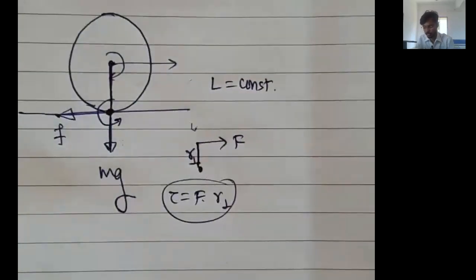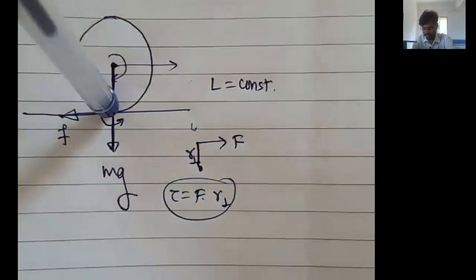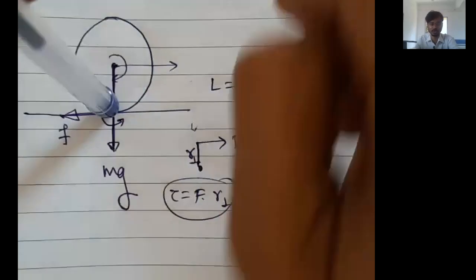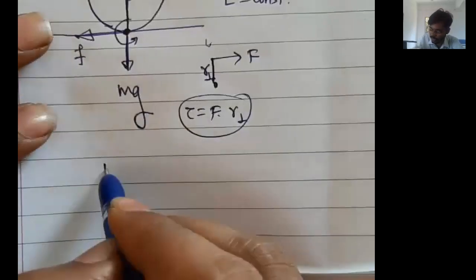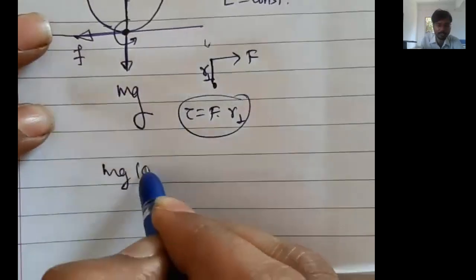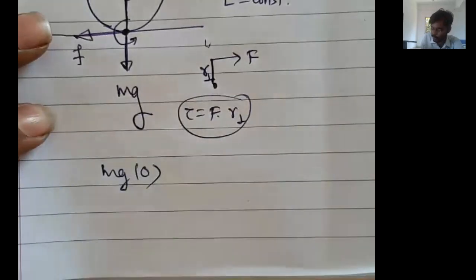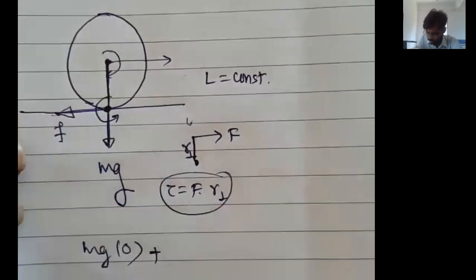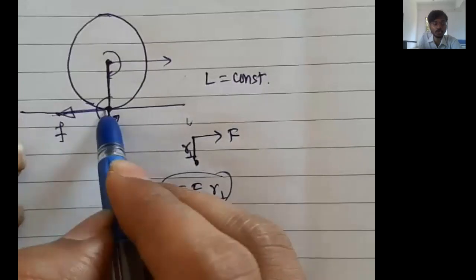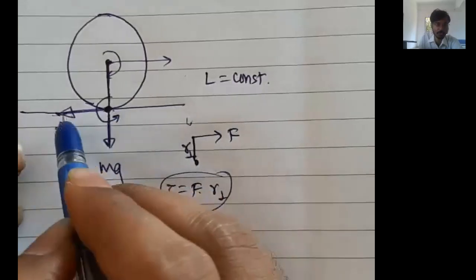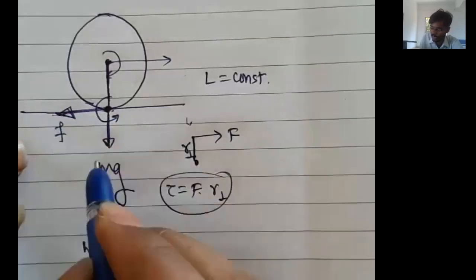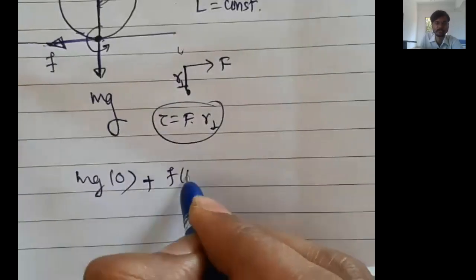Then what will be the perpendicular distance of that mg from the axis? Sir, mg is passing through the axis, so its perpendicular distance will be 0. So the torque due to mg, children, is force into perpendicular distance, mg into 0. Plus again force into perpendicular distance of whom? The torque of friction. Sir, frictional force is also passing through the point of contact. So again, force into perpendicular distance is 0.